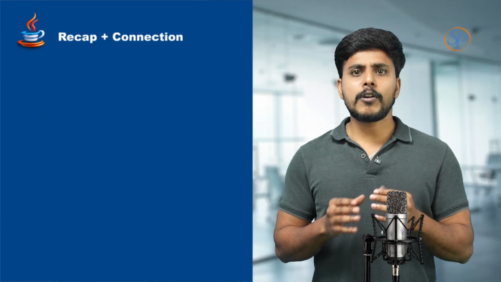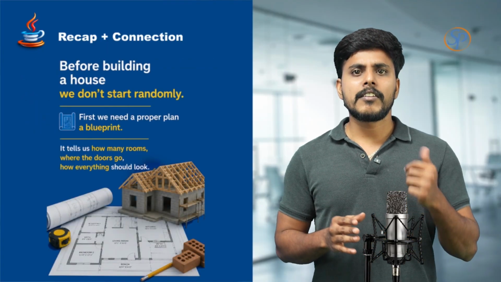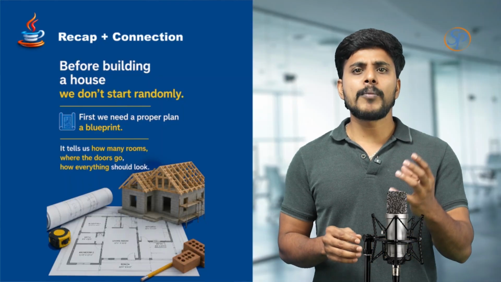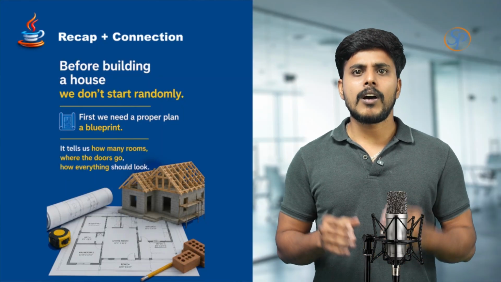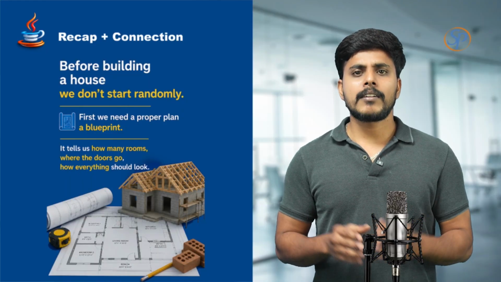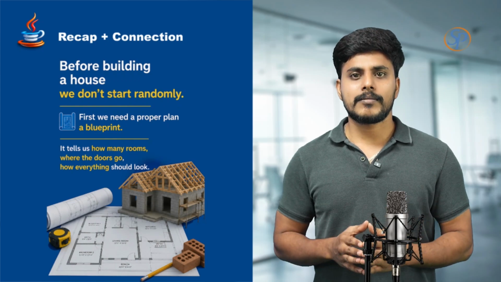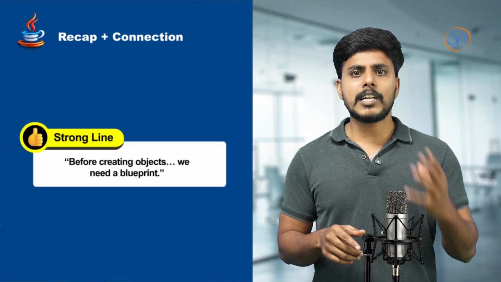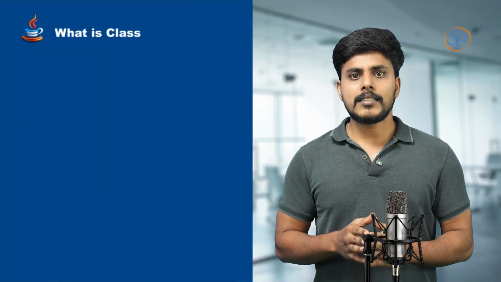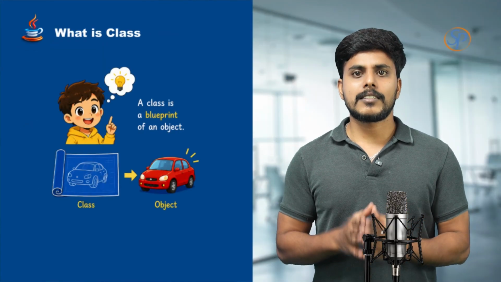Just like before building a house, we don't start randomly. First, we need a proper plan, a blueprint. It tells us how many rooms, where the doors go, and how everything should look. Without that plan, we can't build properly. Everything becomes confusing. So before creating objects, we need a blueprint. What is class? In Java, we call that blueprint a class.